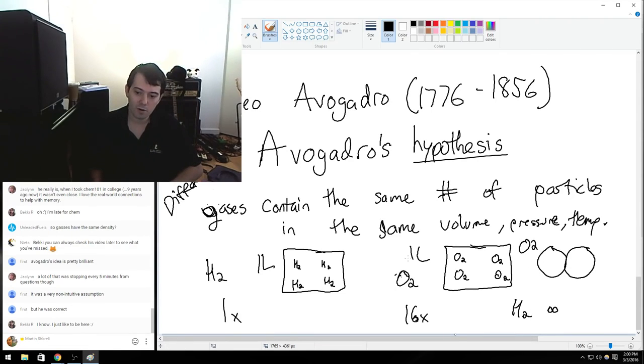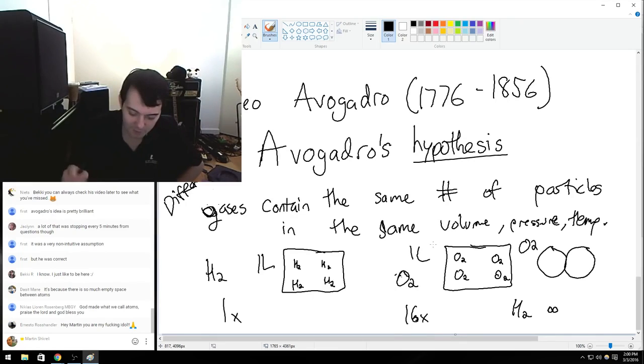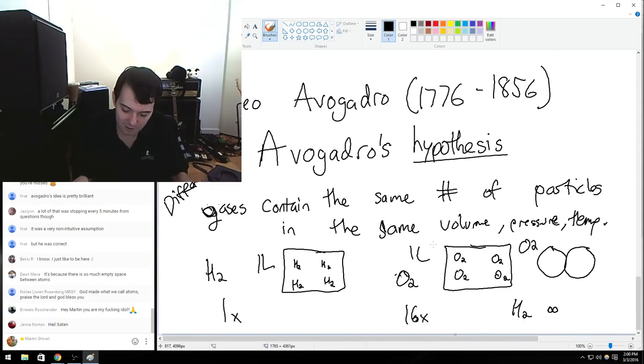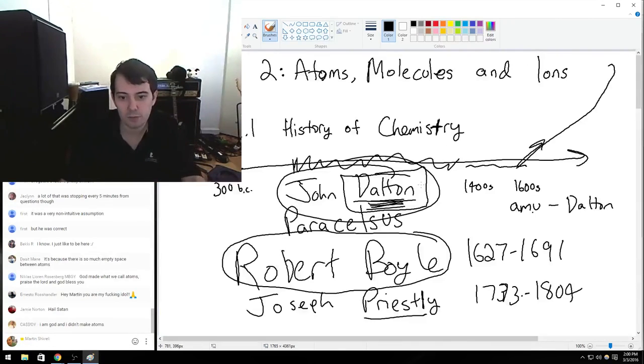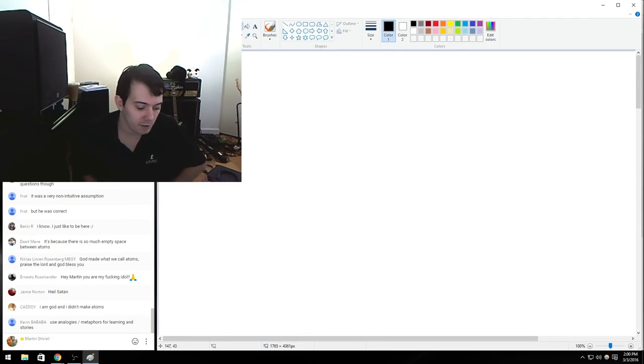The same number of particles exist in the same amount. The volumes contain the same number of particles. So this is a pretty interesting hypothesis. And the size of the particles may be bigger, may be heavier, but it doesn't mean that there are more particles, which is kind of an interesting hypothesis and turns out to be true. So let's go to page 50.